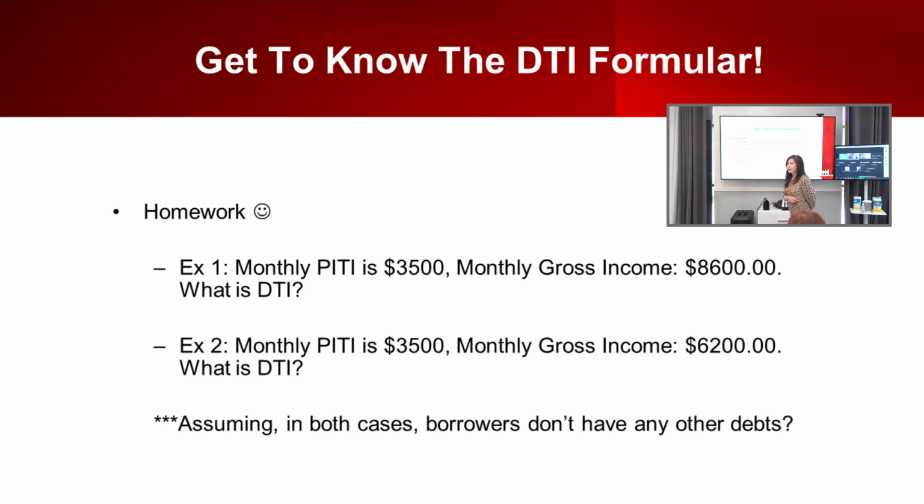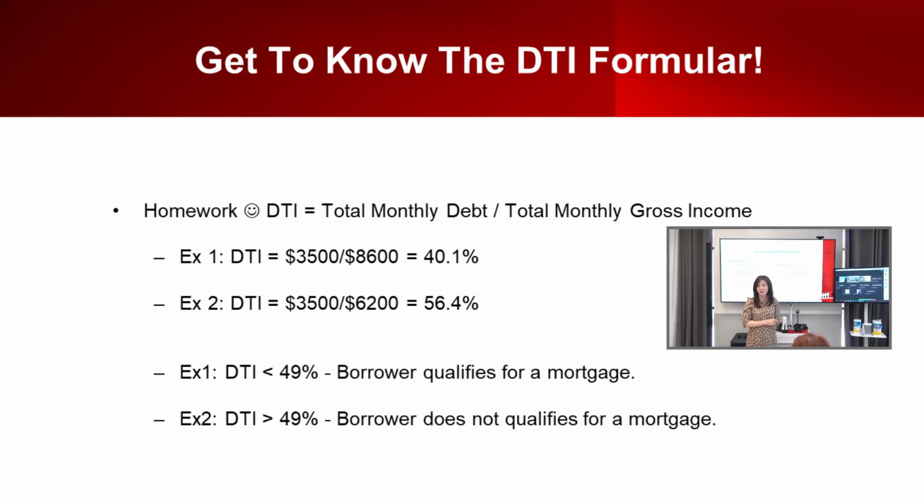Jose did correctly. Okay. So the DTI in this case, one is 40%, the other one is 56%. So which one will qualify for a mortgage? Example 1 or example 2? Example 1. Why, Alex? Well, it's under 49%. Remember on the previous slide, we said DTI had to be below 49% to qualify for a mortgage. In this case, the first borrower definitely qualifies for a mortgage. The second borrower doesn't qualify for a mortgage.